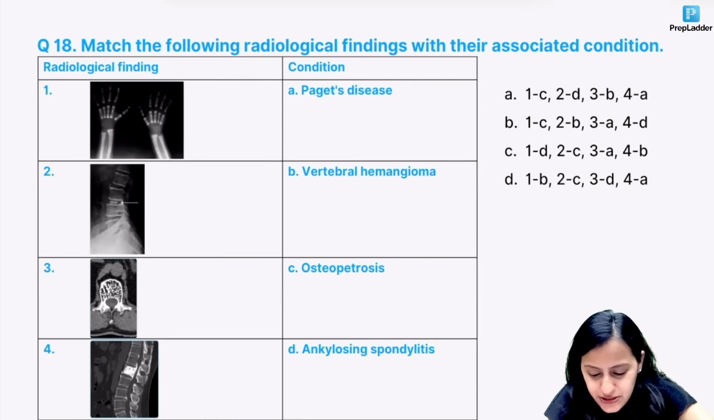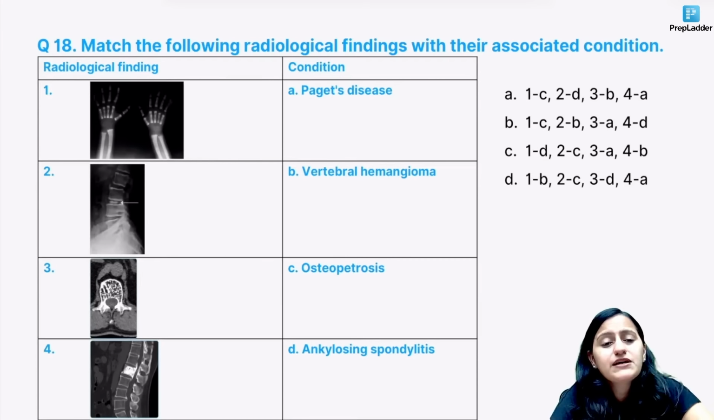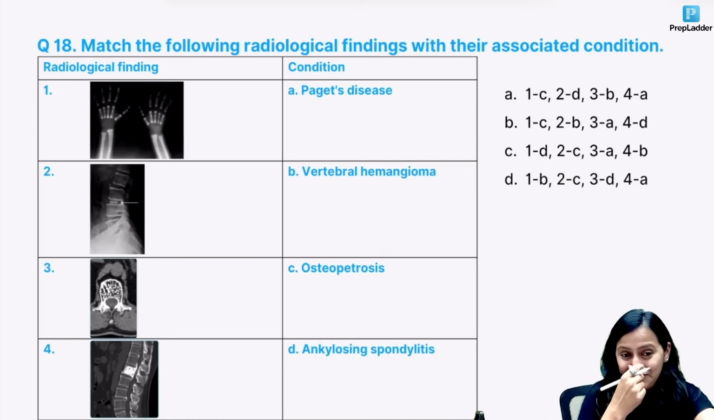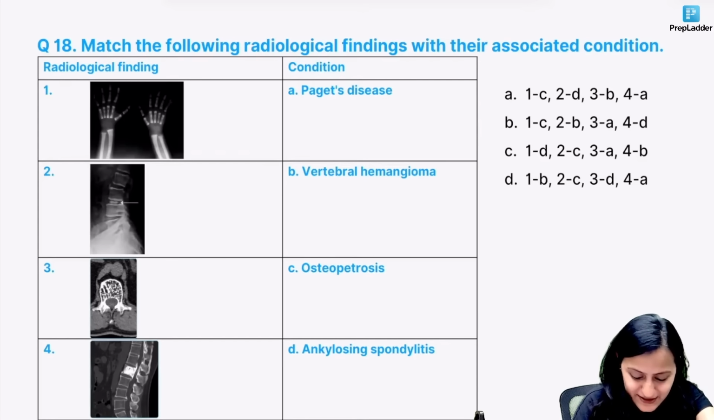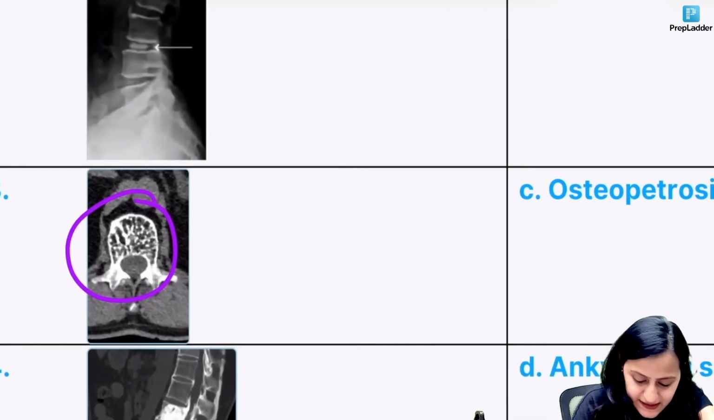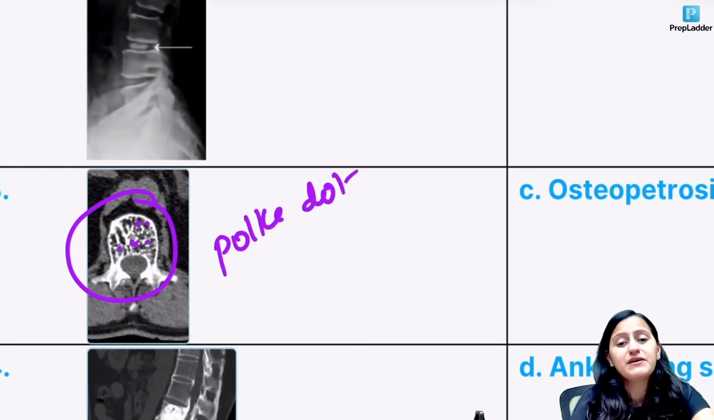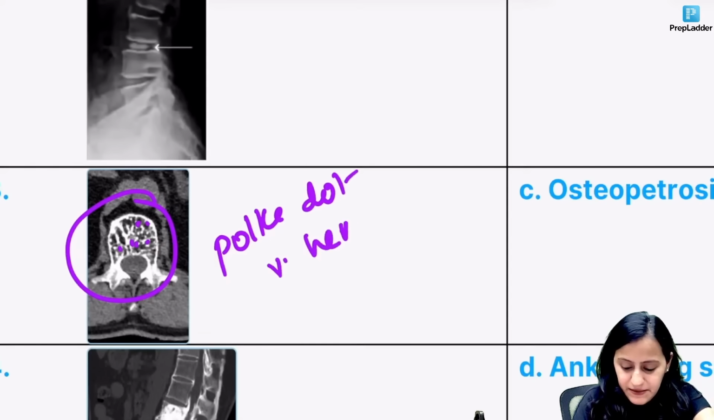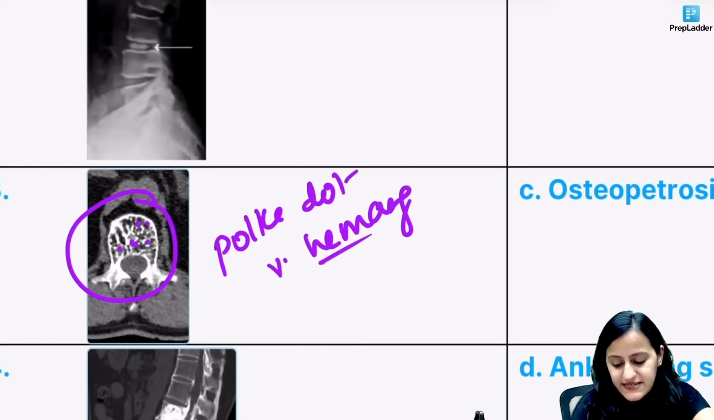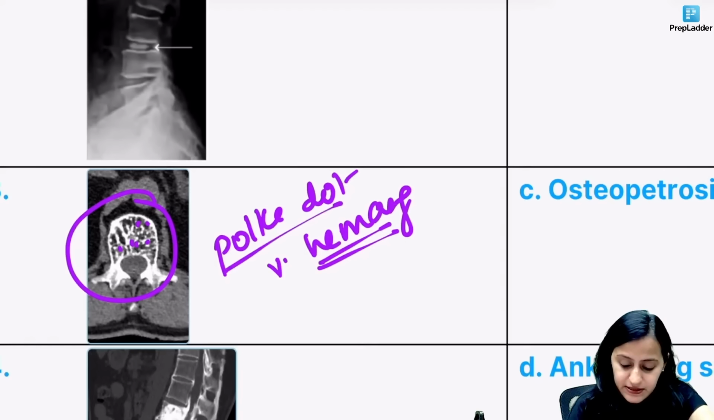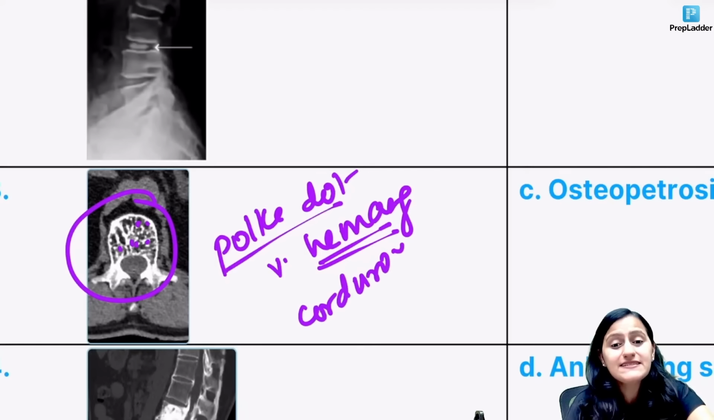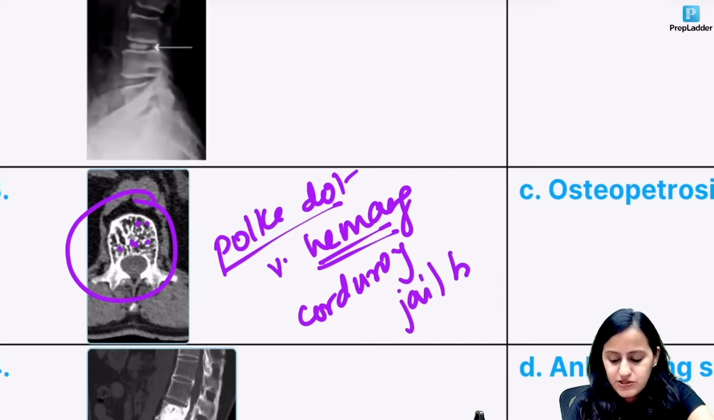Okay, going on to the next one, radiological finding with their associated condition. Again, match the following. So which one is the easiest out of all of these four? For me, the easiest here is this vertebra. In this vertebra, this dot appearance is called the polka dot appearance. This is vertebral hemangioma. Remember it as Hema Malini, wearing a polka dot shirt, wearing corduroy pants, going to jail. So the jail bar appearance.